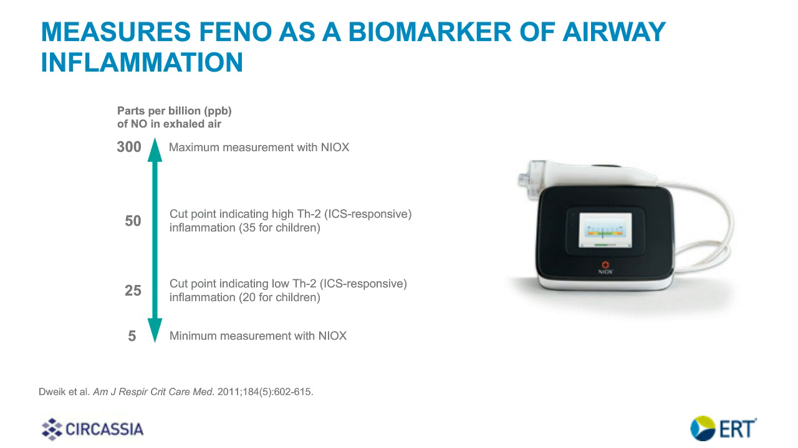There are cut points at 25, which indicate low Th2 or ICS responsive inflammation. This is for adults. It would be 20 in children. The cut point for high Th2 inflammation is 50 in adults and 35 in children.